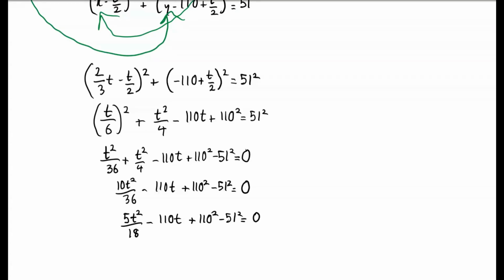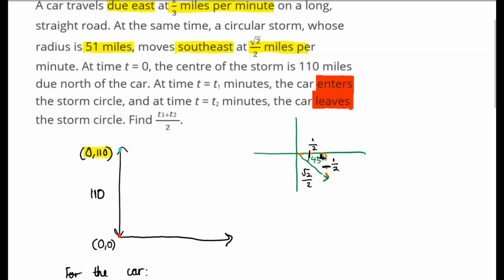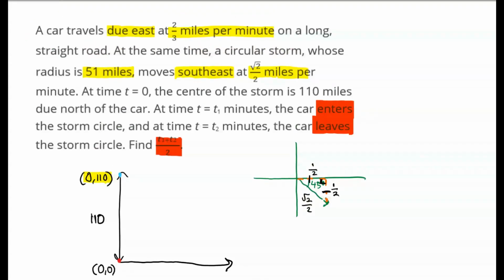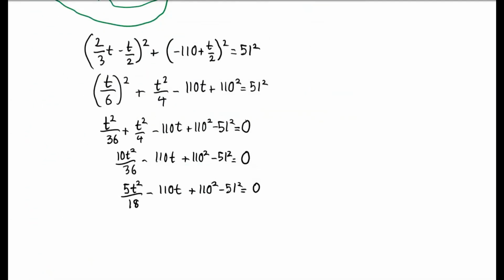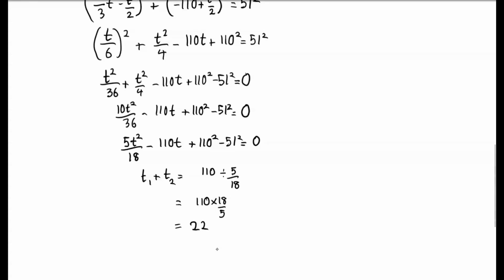Now finding the roots of this quadratic looks pretty nasty. However, we are told that we only need to find (t1 plus t2) divided by 2. So this means that we can use Vieta's formulas. Now Vieta's formula tells us that the sum of the roots, which we'll call t1 and t2, of a quadratic is equal to the negative coefficient of the linear term divided by the coefficient of the quadratic term. Now the negative coefficient of the linear term is going to be 110, and the coefficient of the quadratic term is 5 over 18. So this is going to give us 110 times 18 over 5, or 22 times 18.